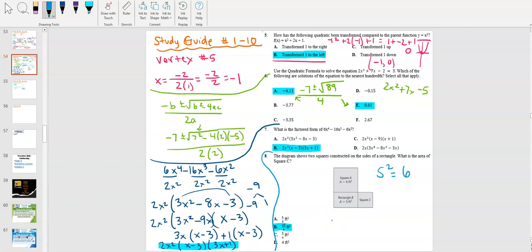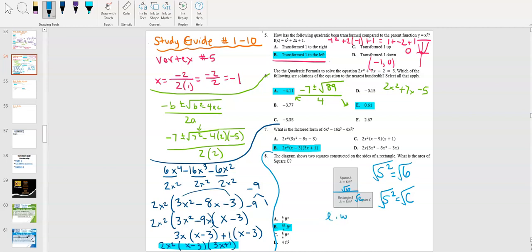Okay, and number 8, we're trying to find the area of square C. I know that the area of square A is 6, so the side length would be the square root of 6, because the area of a square is side times side, or side squared. So that means that this length right here is the square root of 6, okay? For C, same thing. We don't know what number the area of C is, but if I take the square root to find the side length, it's going to be the square root of C.